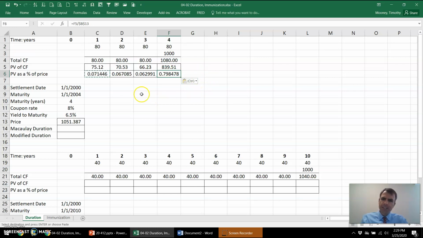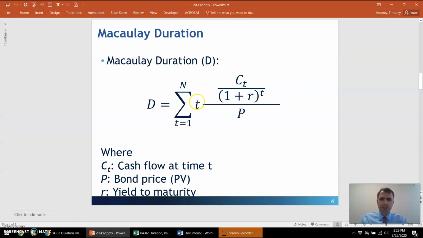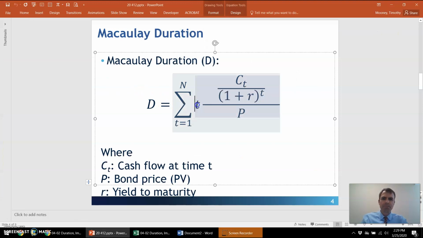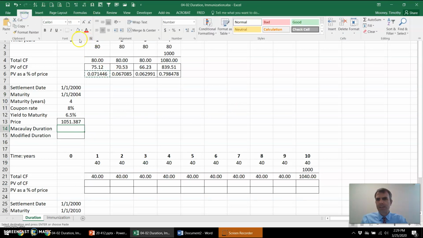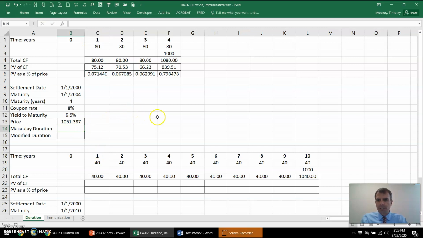So the Macaulay duration is a weighted average maturity of the bond. We take each period and multiply it by the percentage of the bond's total value that the investor receives in that period. Okay? If you think of Macaulay duration as a weighted average maturity, I think you should be in good shape. So let's compute the Macaulay duration sort of the long way.